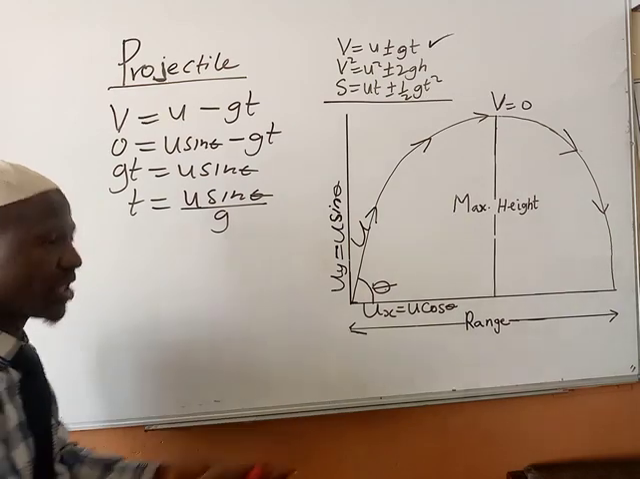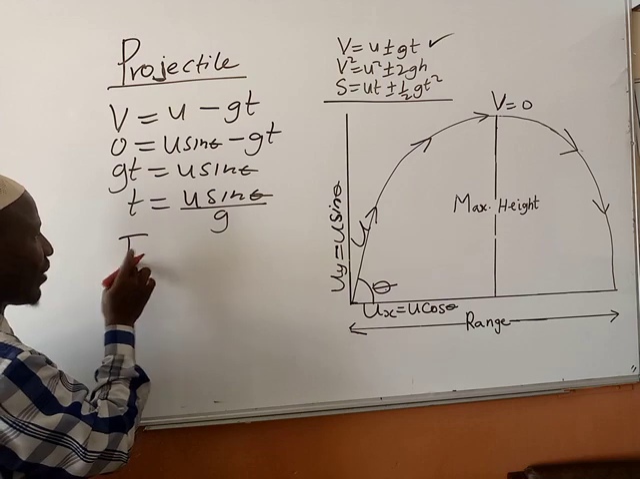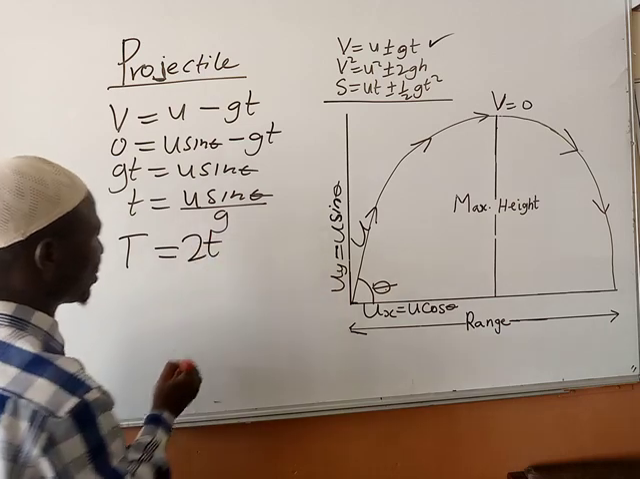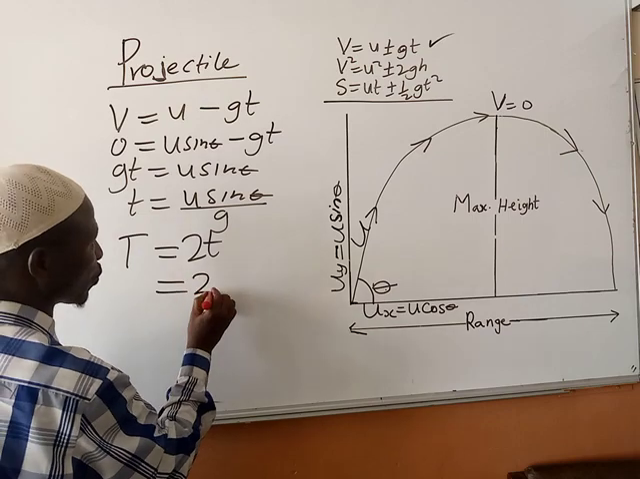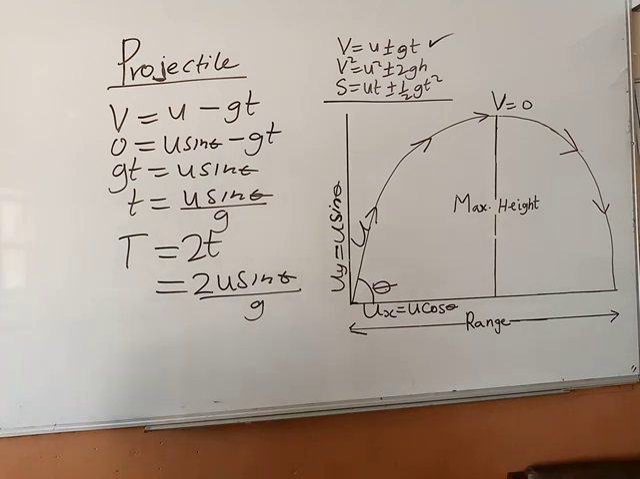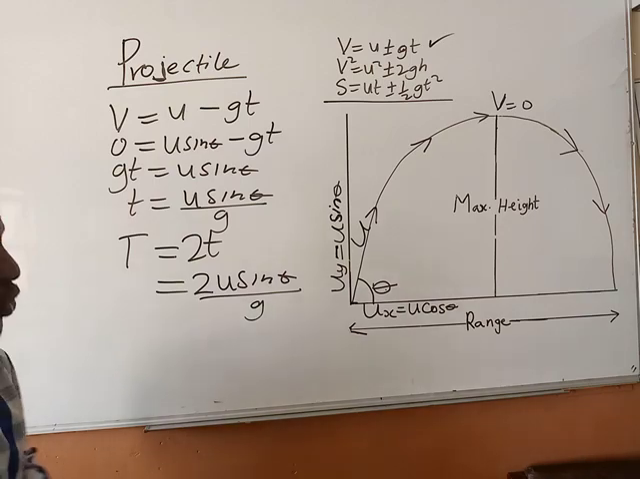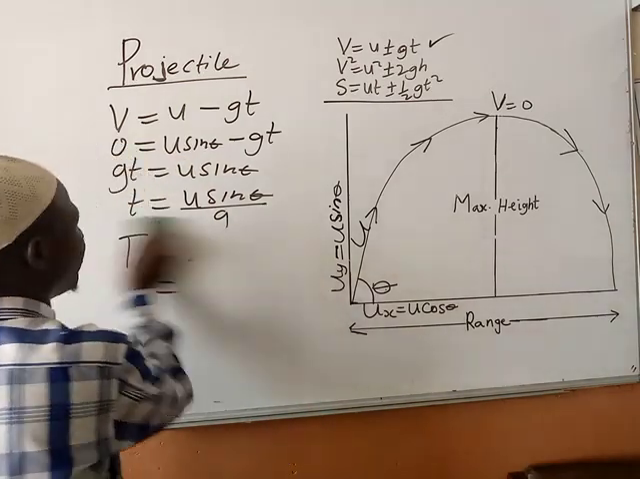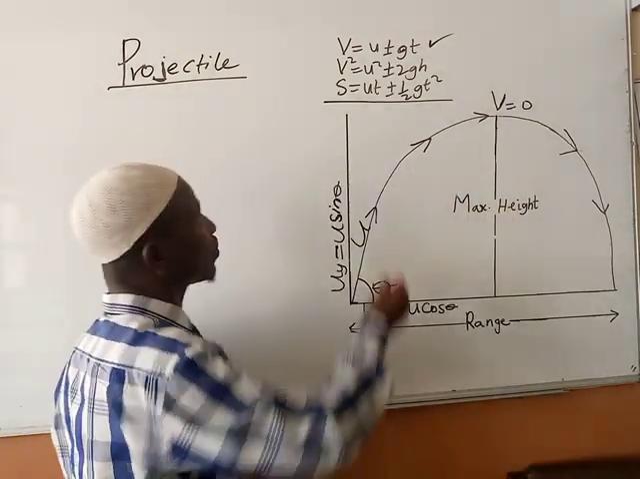Now, in order to get the total time taken, or time of flight, it will be T, that is total time taken or time of flight, is equal to 2 multiplied by the time to reach maximum height, small t, where our small t is equal to this. Therefore, total time taken or time of flight is equal to 2u sin theta over g. So this is the formula for calculating total time taken or time of flight. Now let's go to the formula for finding maximum height. For maximum height, we are going to make use of this equation that contains h.